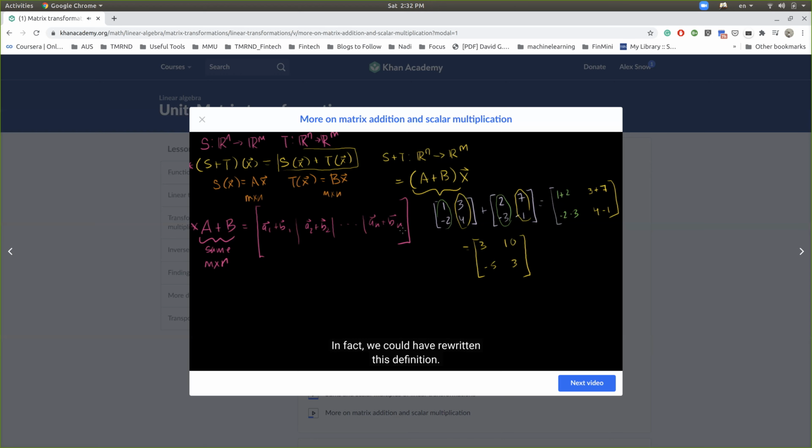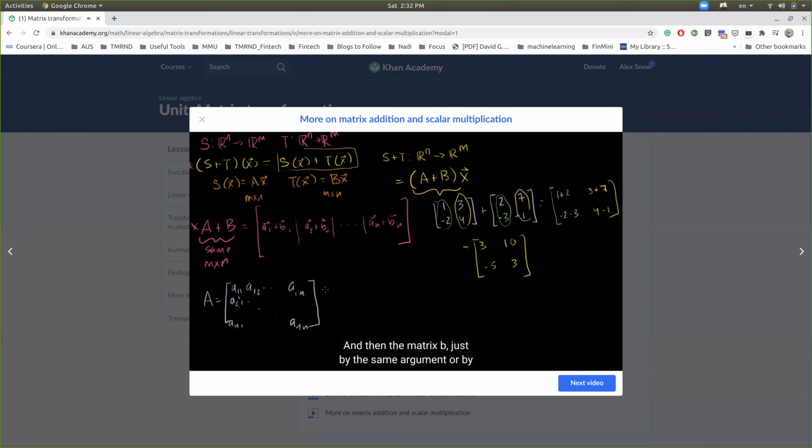In fact, we could have rewritten this definition if we say that the matrix A is equal to A11, A12, all the way to A1n, and then if you go down, this is A21 all the way to An1, and you go all the way down there to Ann. We've seen that before.